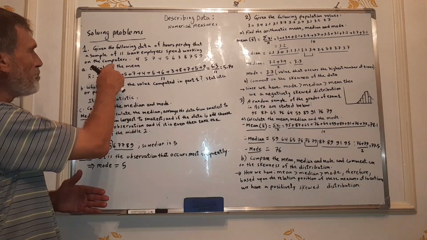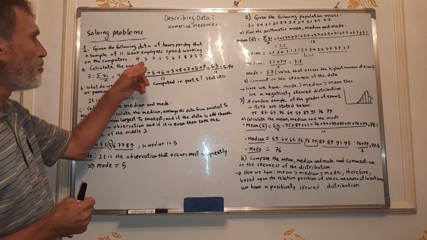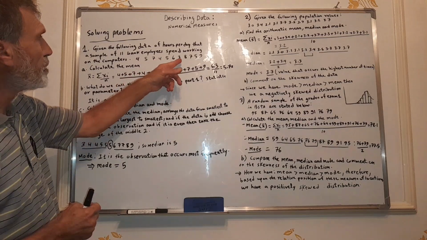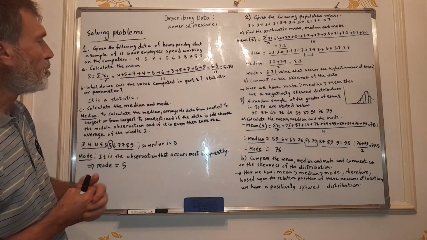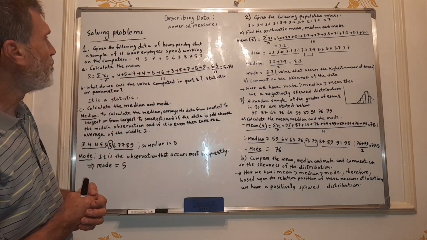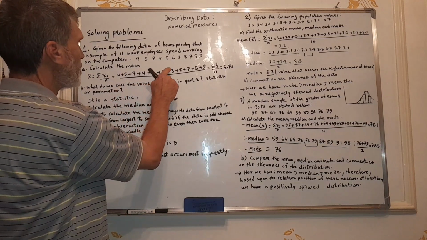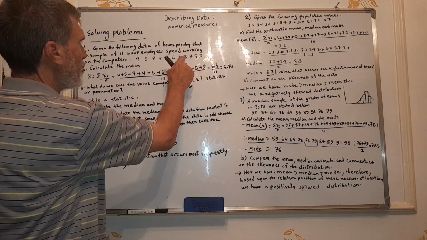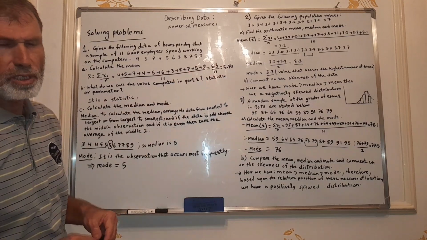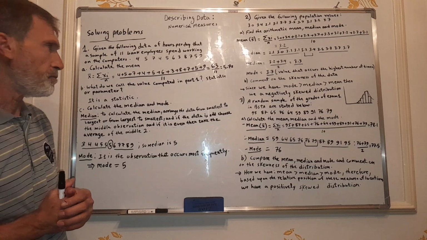So x bar is the summation of all these values, and we divide by the number of observations, which is, we have 11. So we add all of those values and we divide, of course, by 11. Okay, and we come up with 5.72. So 5.72 is the arithmetic mean of this sample.